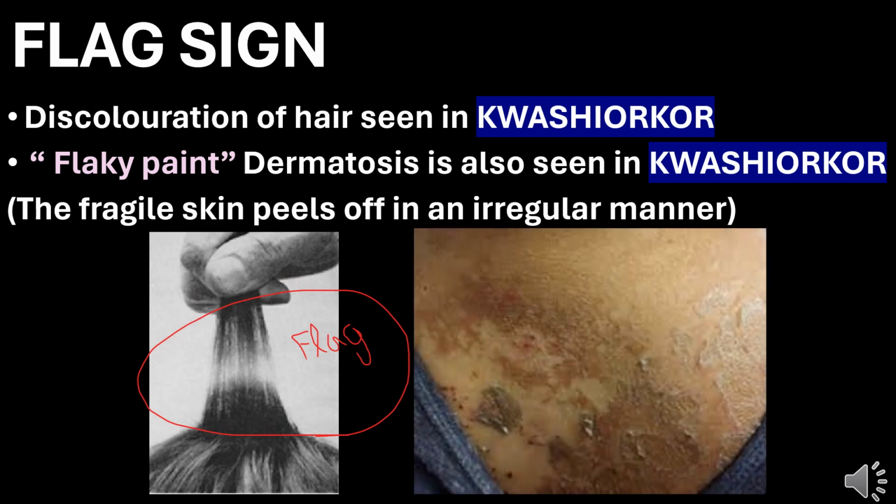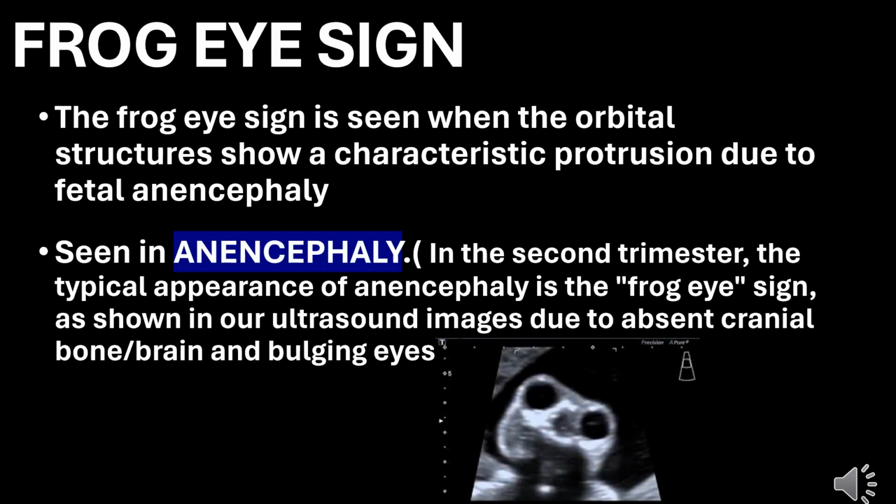Next is flag sign. Flag sign is a discoloration of hair seen in kwashiorkor. See the figure 1. Flaky paint dermatosis. This is also a characteristic of kwashiorkor seen in figure 2. The fragile skin will peel off in an irregular manner. You can see the picture. Frog eye sign. It is seen when orbital structures show protrusion due to fetal anencephaly. In second trimester, the typical appearance of anencephaly is frog eye sign, as shown in ultrasound image, due to the absence of cranial bone or brain and bulged eyes.